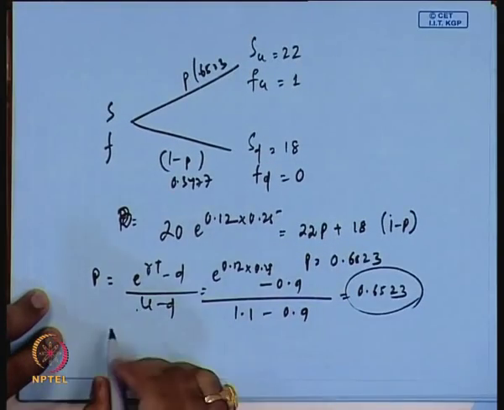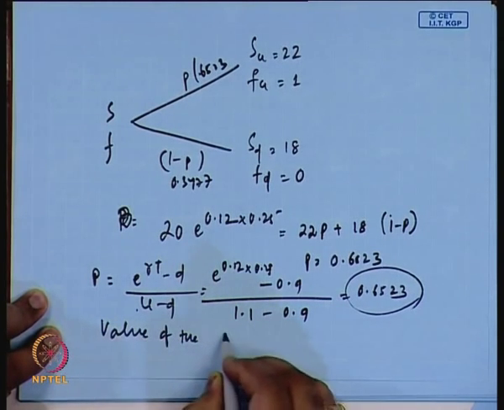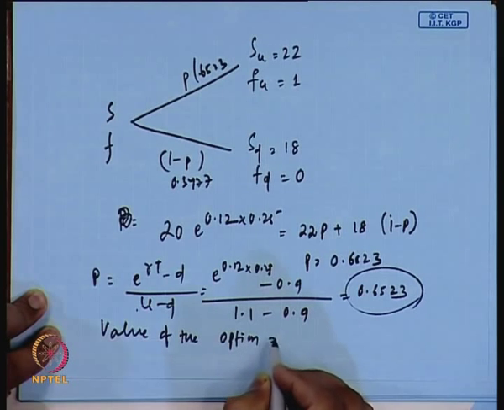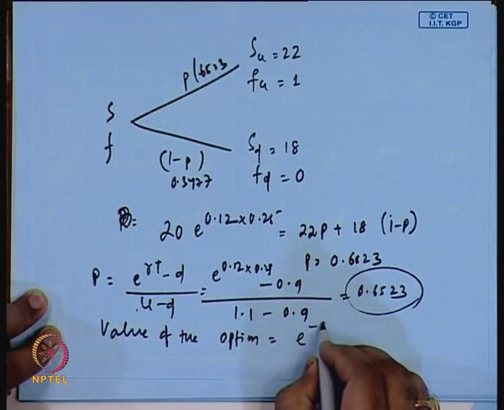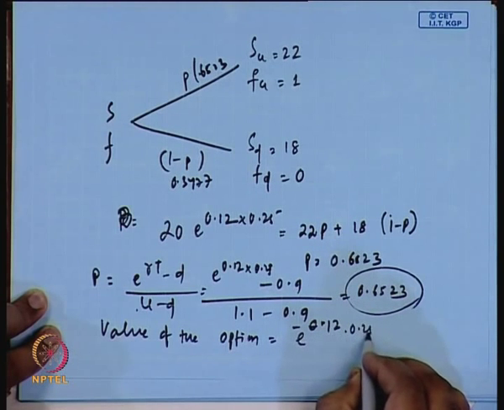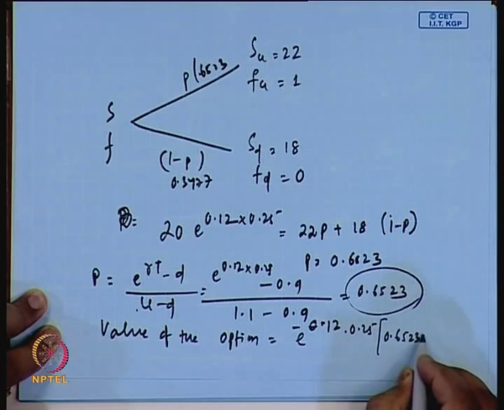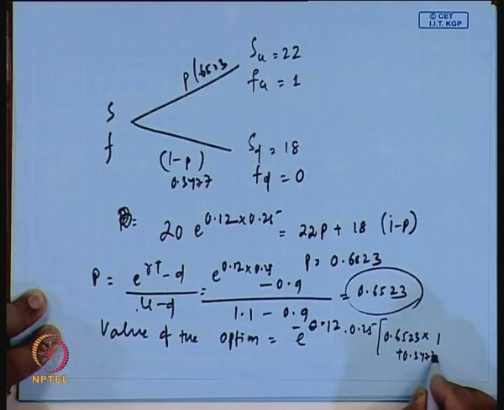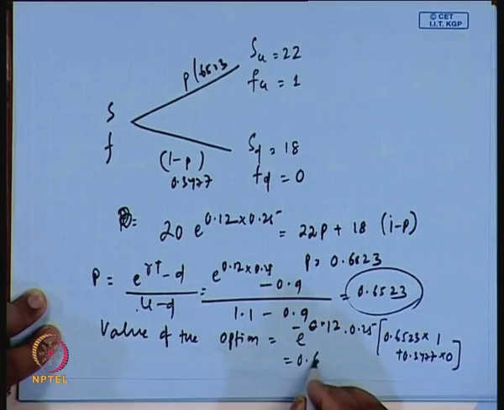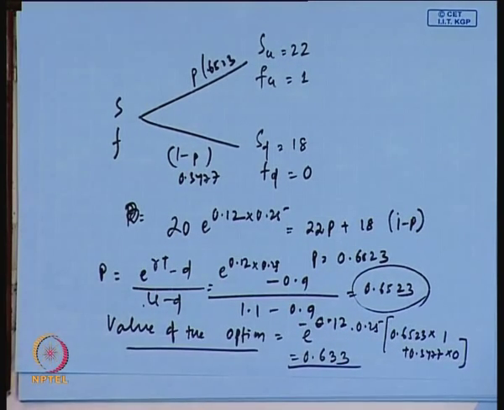So, then the value of the option is e to the power minus 0.12 into 0.25, into 0.6523 into 1 plus 0.3477 into 0, that will be 0.633. So, the value of the option in this case will be 0.633.